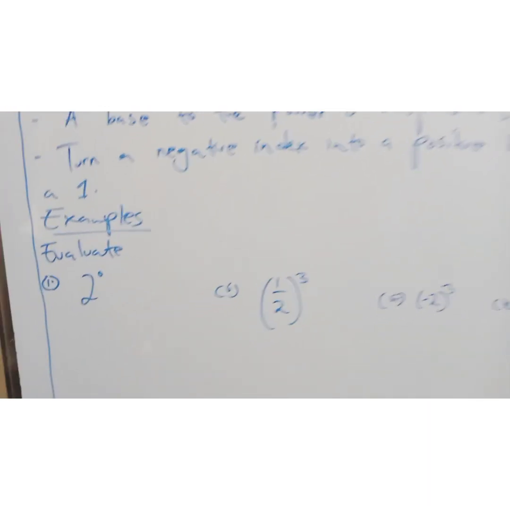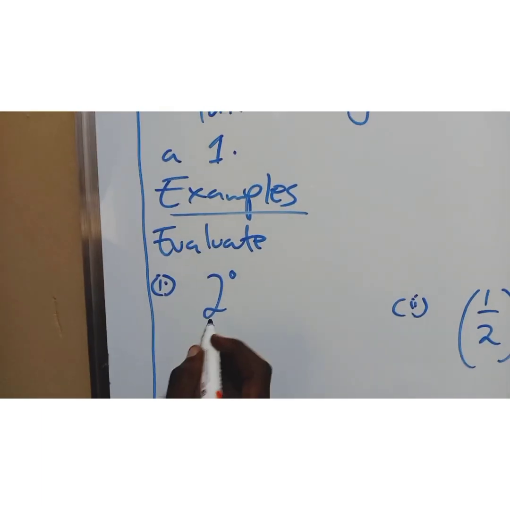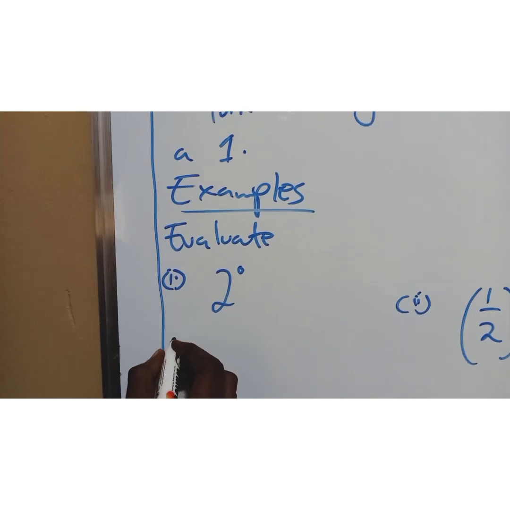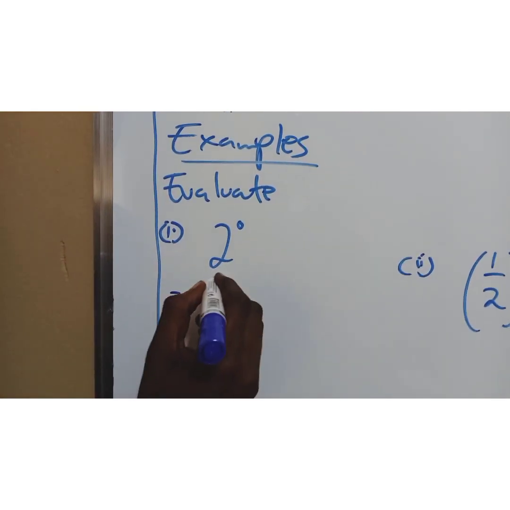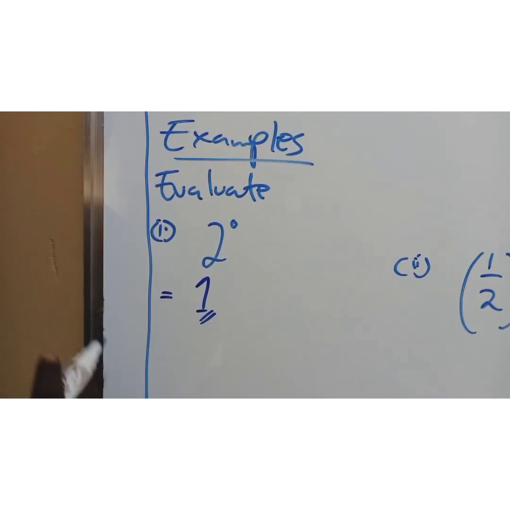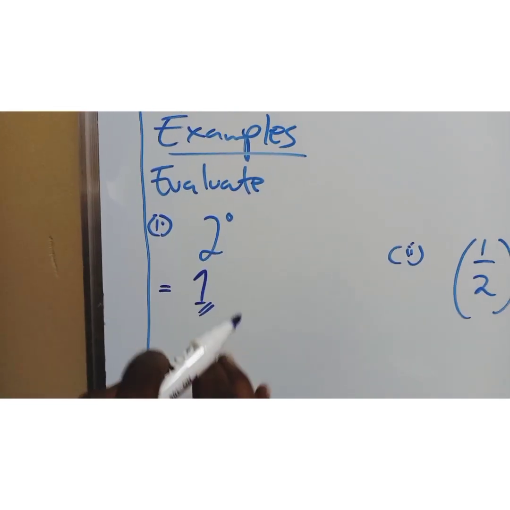Let me show you this. Here are examples. So examples, evaluate. We have 2 to the power 0. I said any base to the power 0 is 1. So you're going to write 1 here. So that's your answer. Simple as that. Anything to the power 0 is 1.